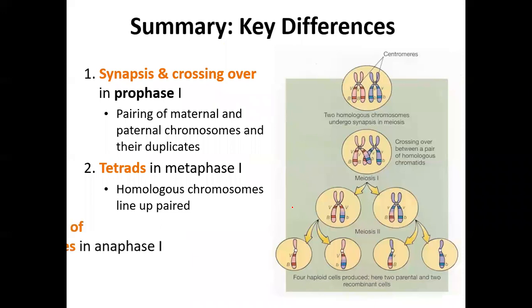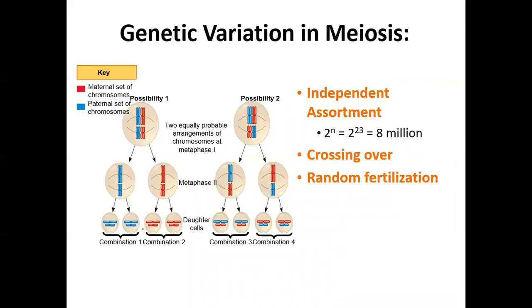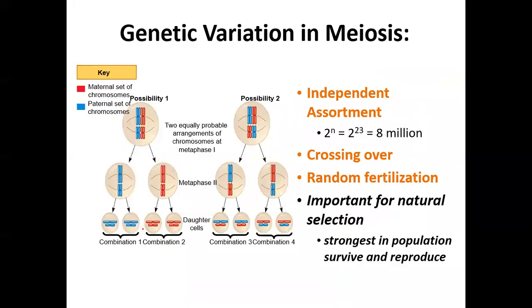Okay. So summary, some key differences that you want to know. Synapsis and crossing over takes place in prophase 1. We call them tetrads when they line up in metaphase 1, so that's when your homologs pair up. And your separation of your homologs is going to be in anaphase 1. So the last little bit is what are the really big things of genetic variance in meiosis? Independent assortment, basically, if I didn't mention that earlier, is how those things line up in metaphase 1.